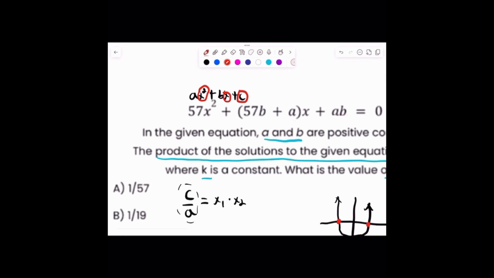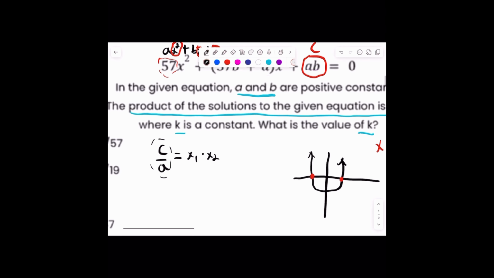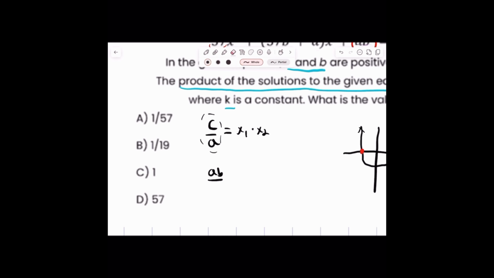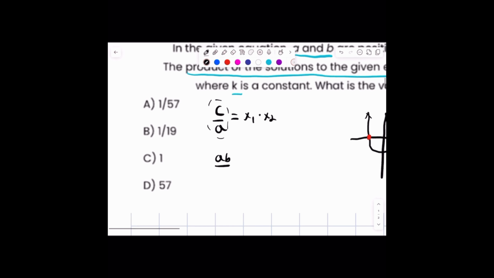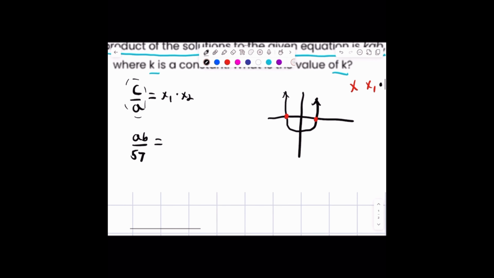So what do I see here? When I'm matching these equations up, 57x squared is our a value. 57b plus a times x would be our b value, but we don't need that. And a times b would be our c value. So now we actually have some values to work with. We don't just have unknown numbers. So after rearranging the c over a and plugging in the values that we know, it would give us ab over 57, which is also equal to KAB.